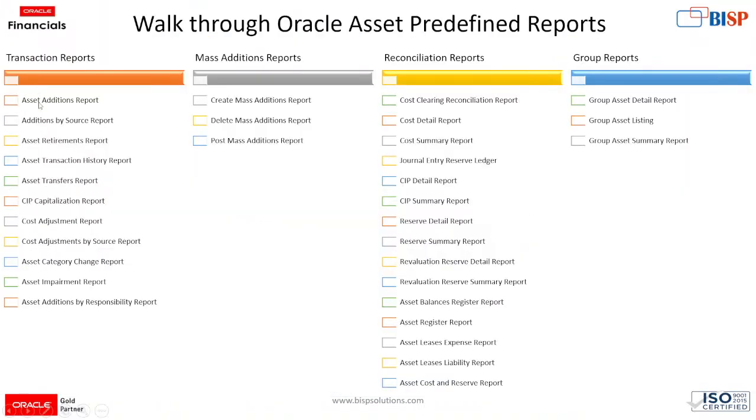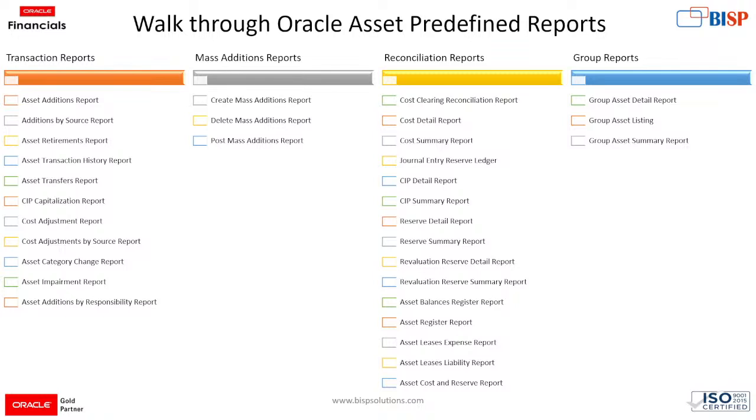Let us view the other reports. The Addition by Source report lists all the assets added or capitalized during the specific period and shows the details of the associated invoice line, right, where it is coming from. So that is the invoice line it shows. It also sorts totals by source and balancing segment, asset type, asset account, cost center, and asset number.